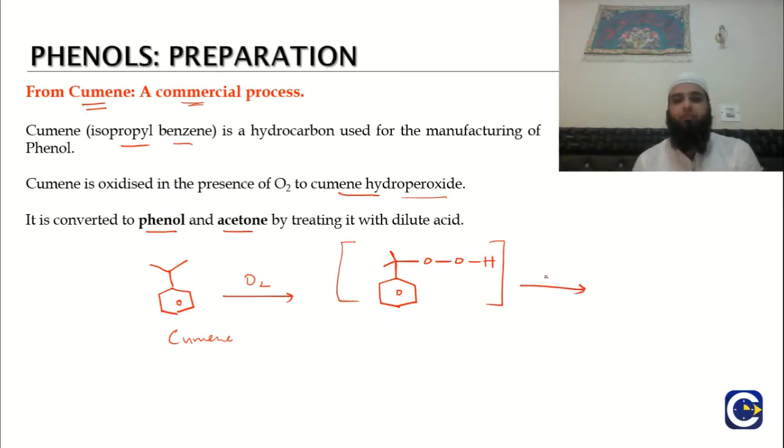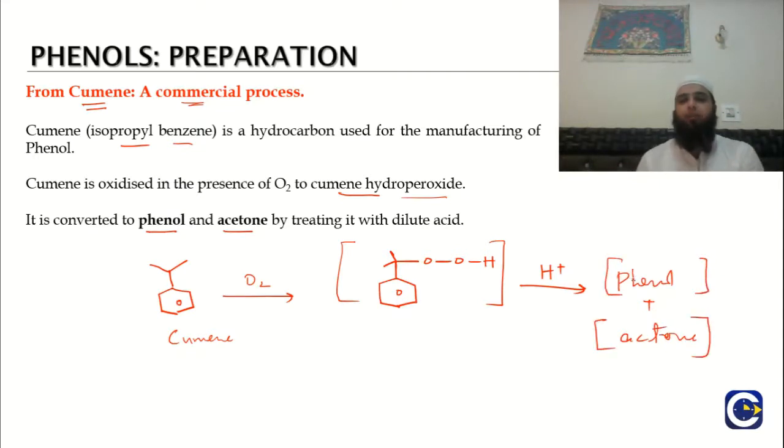On treatment of this product with the acid, we get the phenol, and in addition to this we get acetone. Both of these products are commercially very important, and they are produced in a very good yield in this reaction.